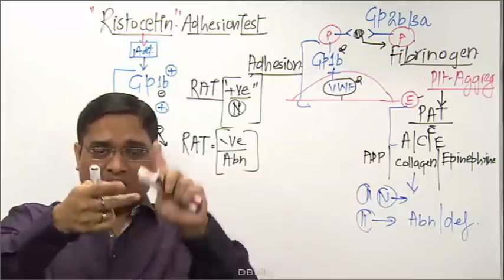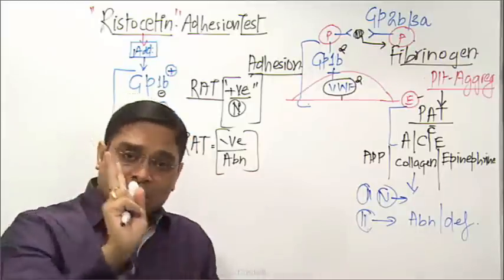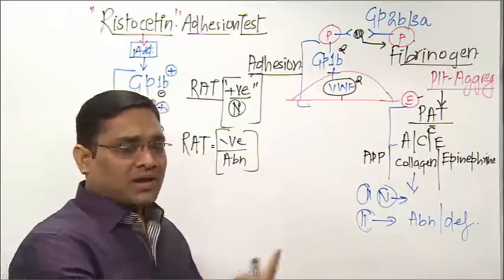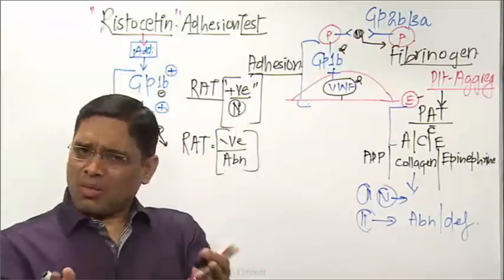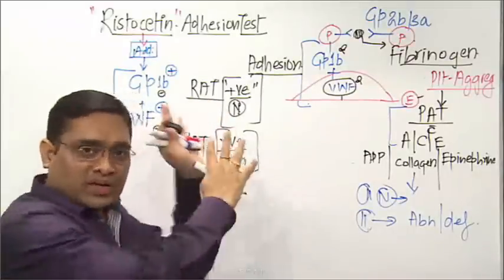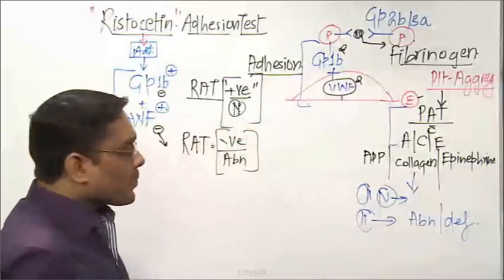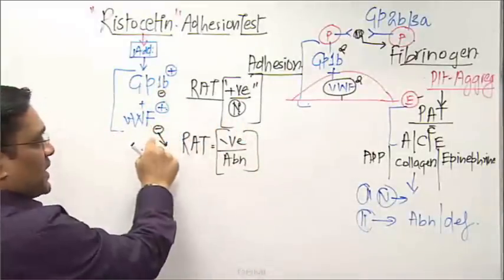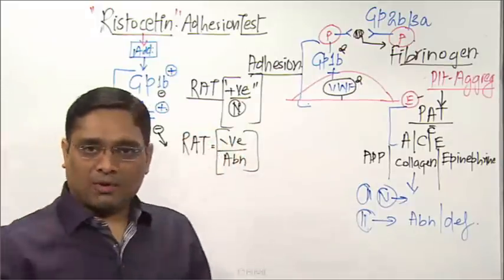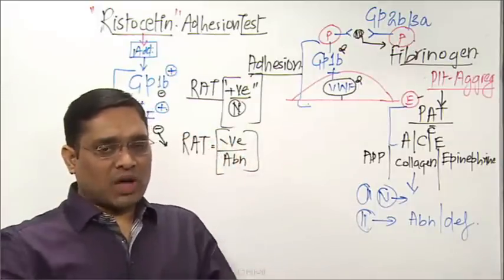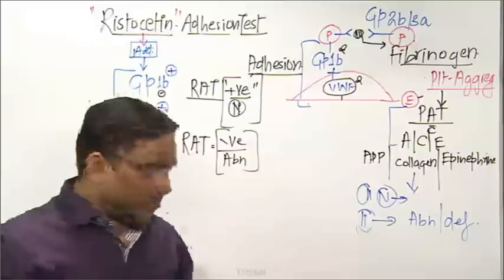When GP1B and von Willebrand factor are both present, the ristocetin addition test will be positive, which means normal. Both present is normal, so the ristocetin addition test is positive. When any of them is absent, we will say that the ristocetin addition test is negative, or abnormal. This is how we have to approach a case.